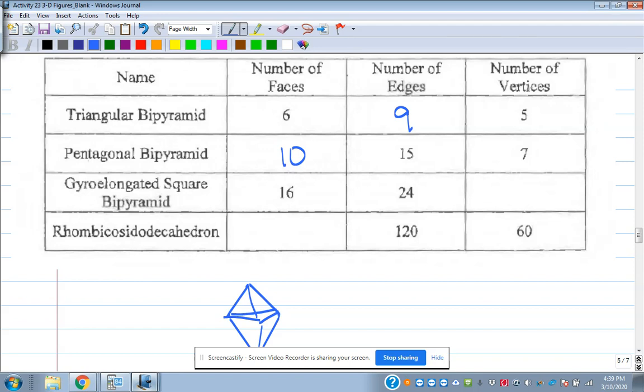Why? Is it 15? Perfect. Good job. And the number of vertices is 7 because 5 around the middle, 1 at each end. All right.